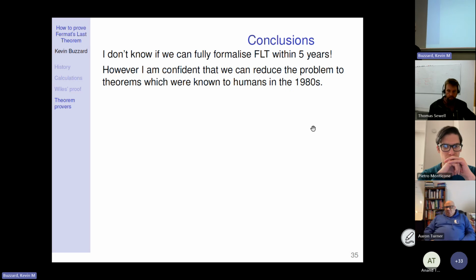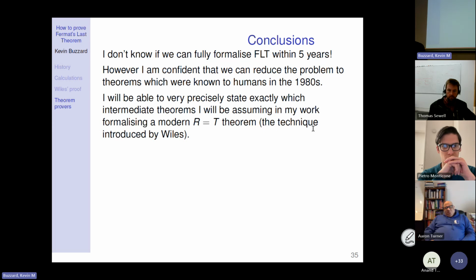But I am confident that within 5 years, we can do Wiles's paper. So that will reduce the problem at least to what was known to humans in the 1980s. I think even if no one else joins in and I just work on it by myself for 5 years, I can do the key ideas in Wiles's paper and get Fermat's last theorem down to the 1980s. And along the way, I'll be able to state very precisely the things I will need that other people will then be able to work on independently. So that's the very least of what I hope to get done within 5 years.